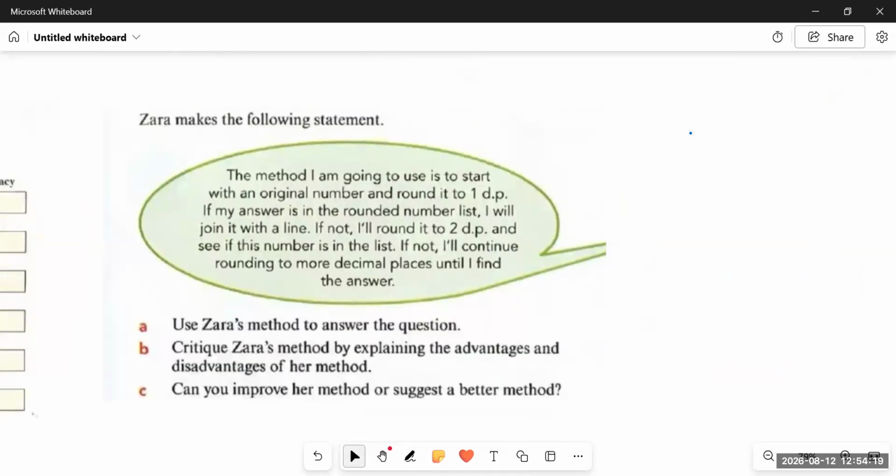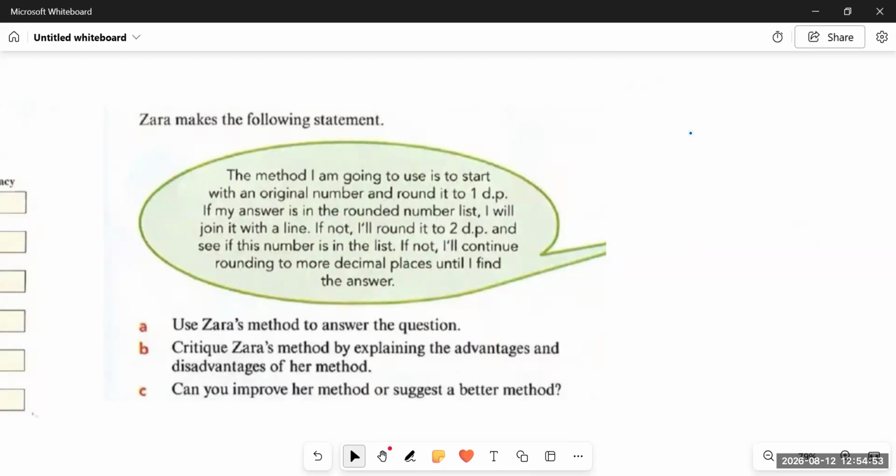Zara makes the following statement. The method I'm going to use is to start with an original number, round it to 1 decimal place. If my answer is in the rounded number list, I will join it with a line. If not, I'll round it to 2 decimal places and see if the number is in the list. If not, I'll continue rounding to more decimal places until I find the answer. Oh my God, that would be a very lengthy process that Zara is telling us. So we haven't used this method, and see, we have solved the question very easily.